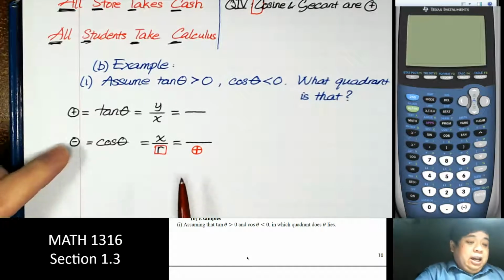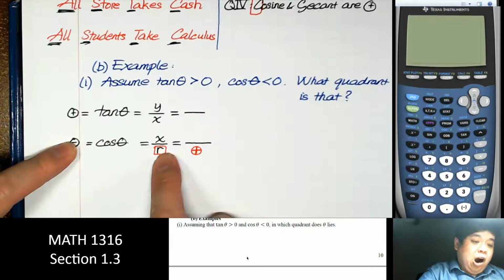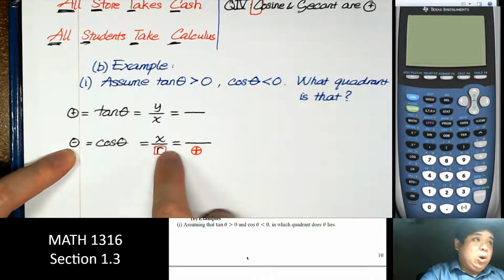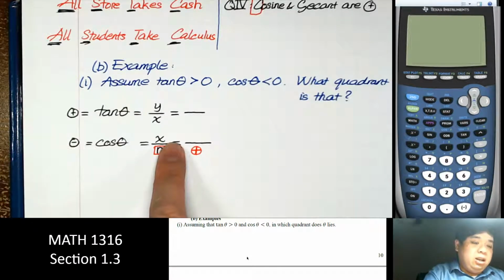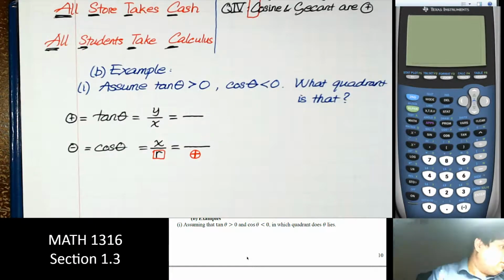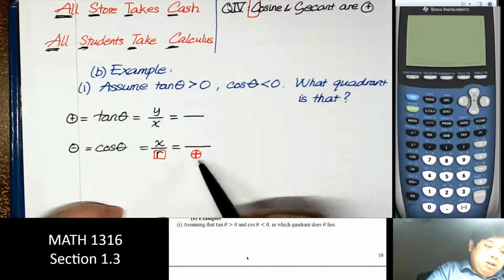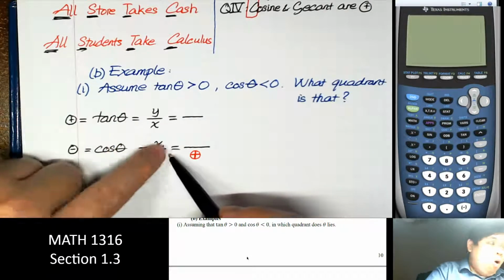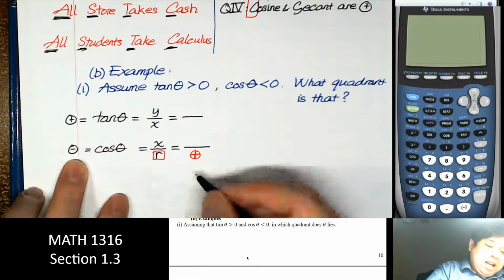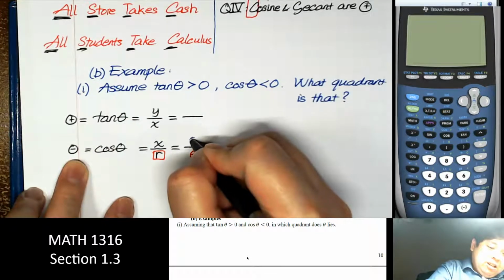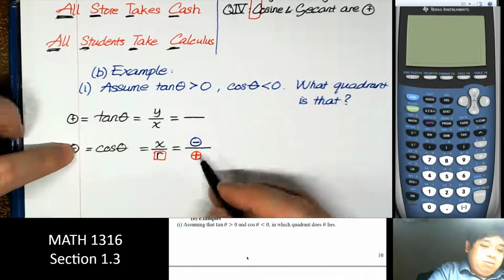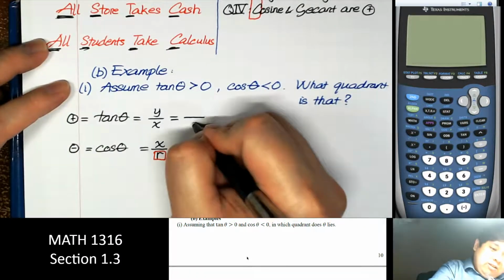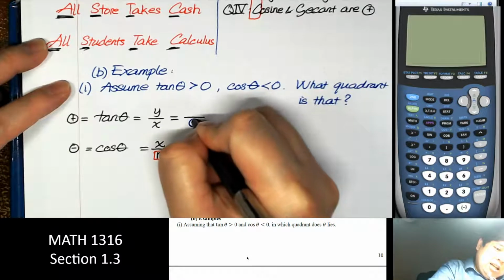Now, if R is positive and the ratio is negative, what do you think X has to be? R is always positive and the overall ratio is negative, so X has to be negative here, because negative divided by positive is negative. So with that, we have X is negative. We can put that here.